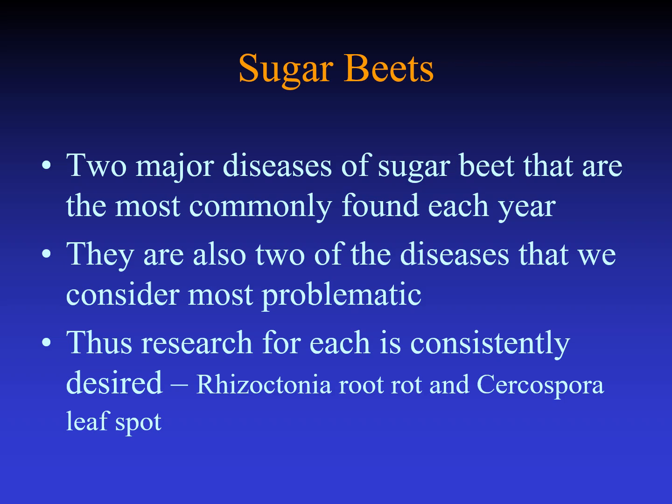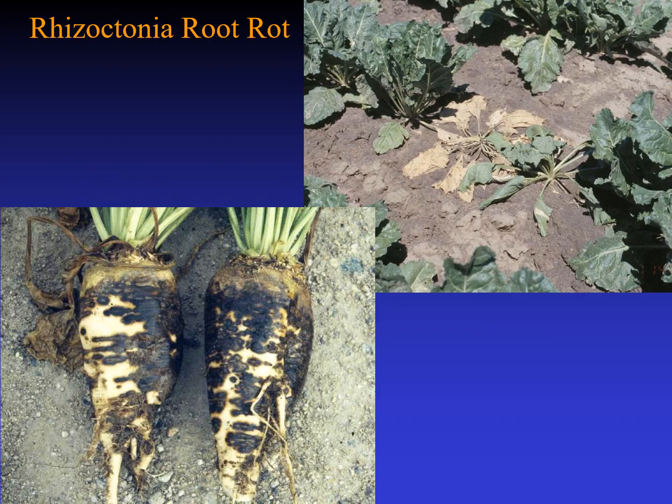In terms of sugar beet diseases, there are two major ones that we most commonly find each year. They also are considered to be the most problematic. Therefore, we often have research requests to do studies that involve those two pathogens. Begin with Rhizoctonia root rot.